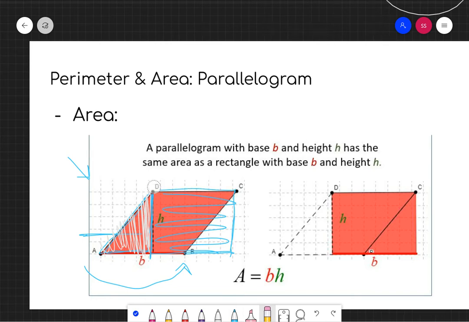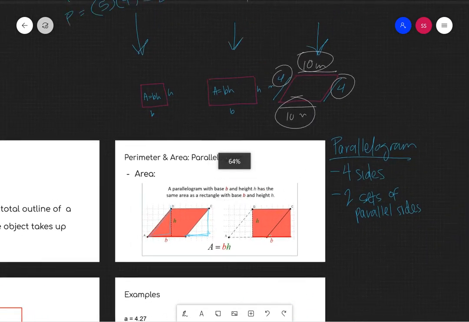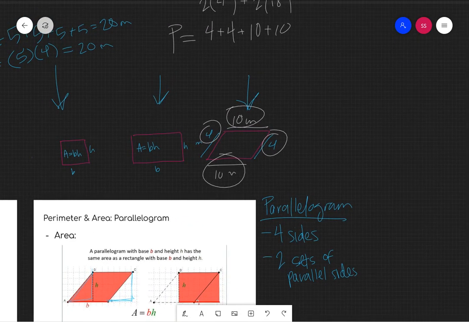So the area for any parallelogram, whether it's a square, a rectangle, a slanted parallelogram, any of those, the area will always be base times height, because you can always rearrange your object to make a rectangle. Okay, so it's always going to be base times height with parallelograms, with four-sided parallelograms, I should say. Okay, so base times height.